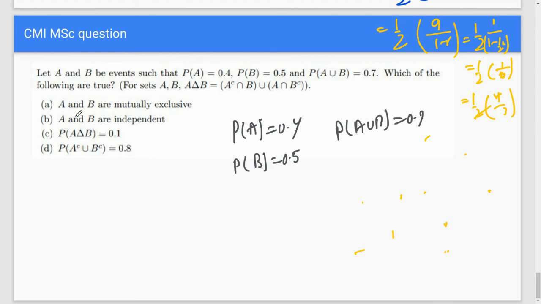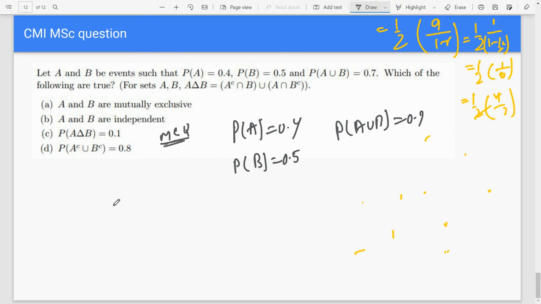There are four statements, and it may be a multiple correct question, not a multiple choice question. So we have to check each and every option. First, A and B are mutually exclusive. When A and B are mutually exclusive, the probability of A intersection B is equal to 0, because A intersection B is the empty set. So using this formula, you can find the probability of A intersection B.